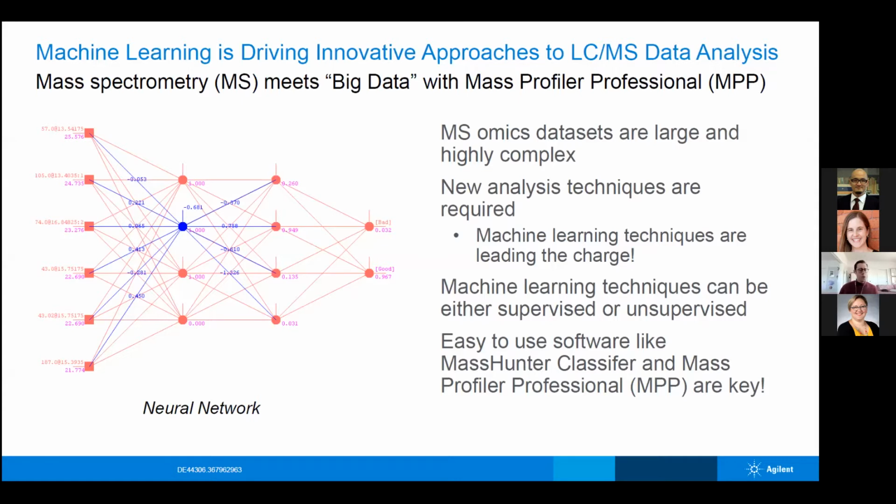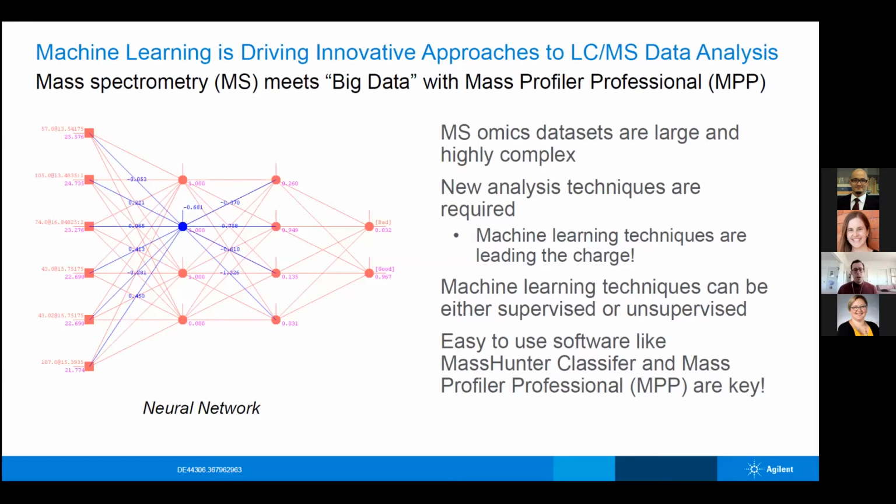Most of this presentation, we're going to focus on high resolution accurate mass data. So think instruments such as a QTOF or a TOF or an Orbitrap, and not really triple quad or single quad instruments here. So on the left here, we have a picture of a type of machine learning algorithm called a neural network.